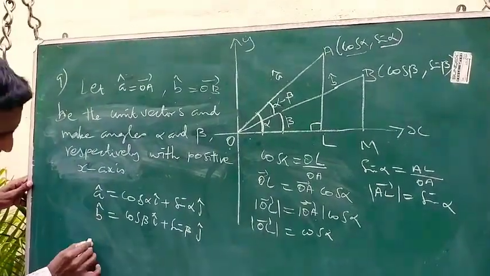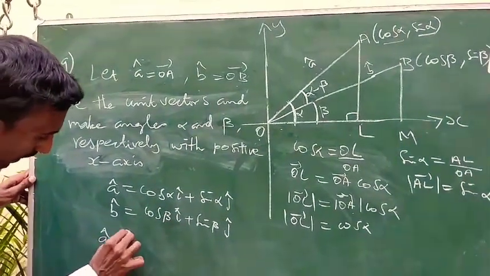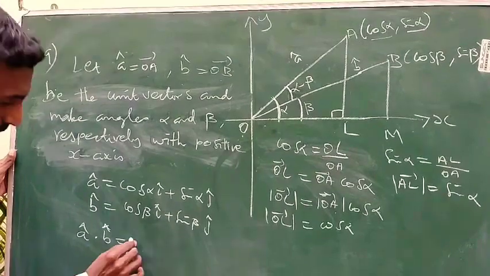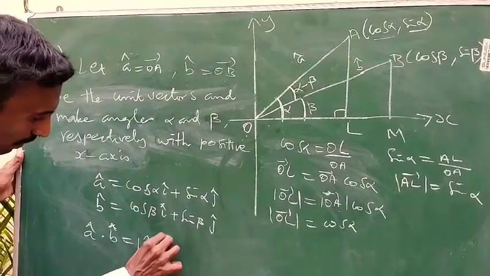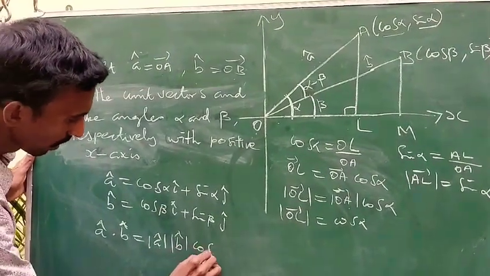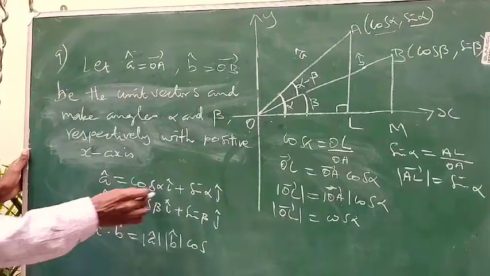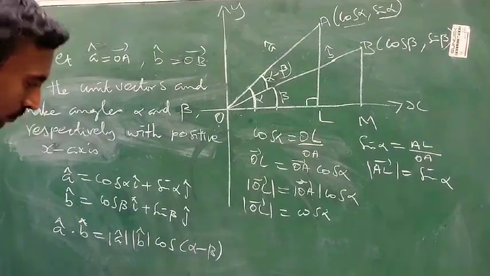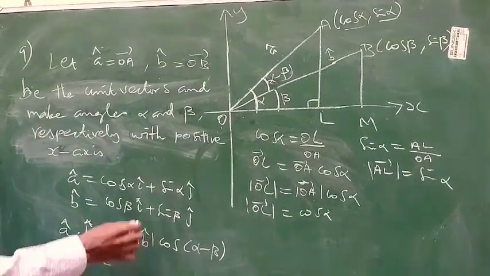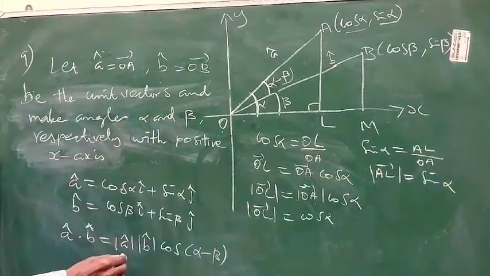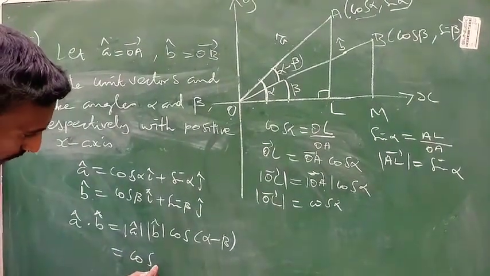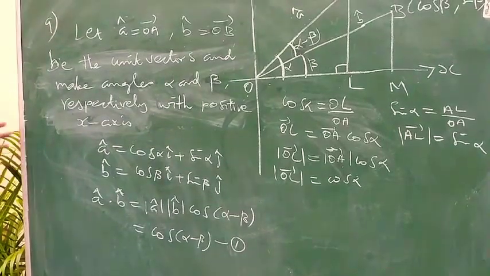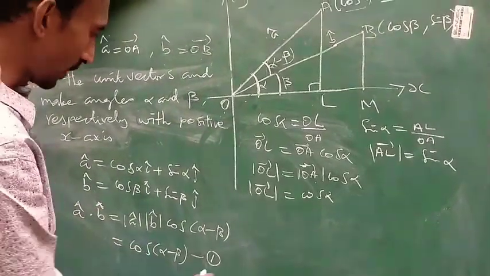So, ordinary dot product: A cap dot B cap equals the ordinary formula, magnitude of A into magnitude of B into cos of the angle between A cap and B cap. This is the angle alpha minus beta. Magnitude of A and B, both are unit vectors, their magnitude is 1. So we are getting cos(alpha minus beta), taking the magnitudes as 1. So it is by definition.